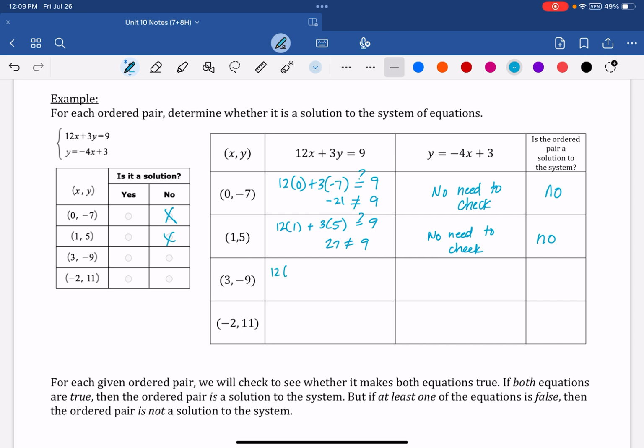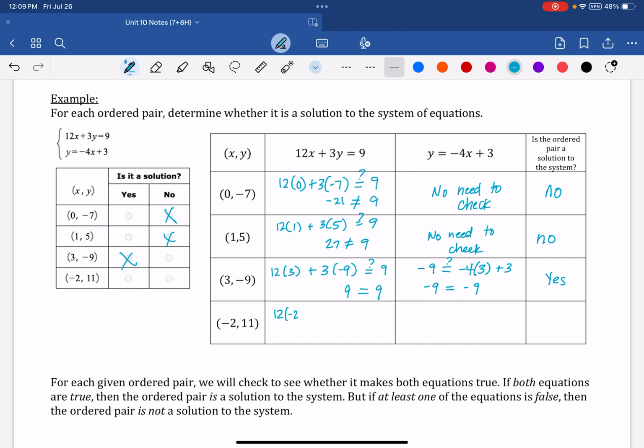Next one, we have 12 times 3 plus 3 times negative 9. Does that equal 9? So 36 minus 27 is 9. 9 does equal 9. So that one works. We got a true statement. Now we have to check the other equation. Negative 9. Does that equal negative 4 times 3 plus 3? Well, negative 9 does equal negative 9. So yes, because it worked in both equations, it is a solution.